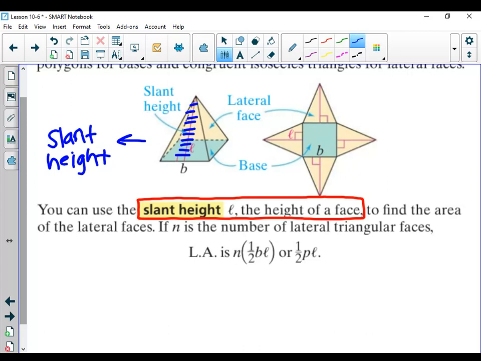So that is actually the slant height if you climb up the side of the pyramid. Am I explaining it okay?